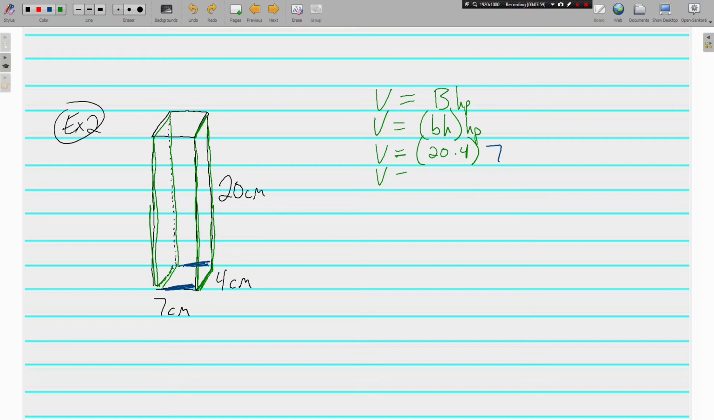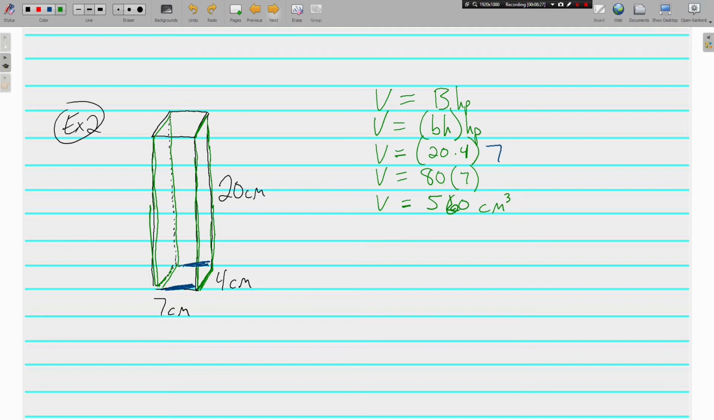20 times 4 is 80, times 7 is 560. Oh, pen's had enough. 560 cubic centimeters. If you have questions about the 3 different sets of bases that you can use because it's a rectangular prism, ask me about it. I'd be glad to show you.